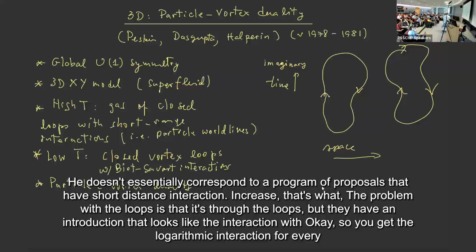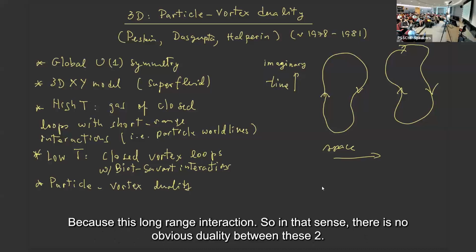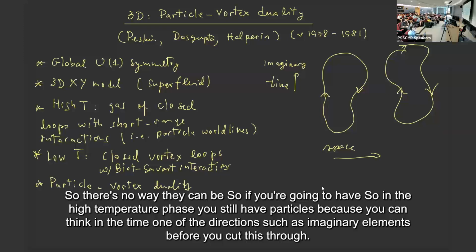The problem with the loops is that it's true they are loops, but they have an interaction that looks like the interaction in magnetostatics. So you get the logarithmic interaction for every bit of loop. This is usually called the Biot-Savart law when you study magnetostatics. So it's like loops of current, they have this long-range interaction. So in that sense, there is no obvious duality between these two. They are very different. So there is no way this theory can be self-dual in any way.